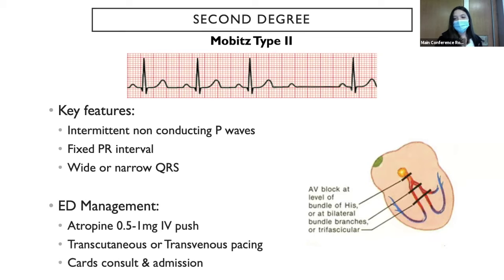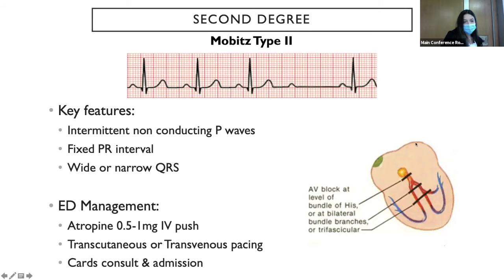So causes of this, it's usually caused by damage or dysfunction of the infranodal conducting system, and that includes anterior MI, such as infarcts, idiopathic fibrosis of the conducting system, which is known as Lev's disease. If the patient had cardiac surgery, inflammatory conditions such as rheumatic fever and Lyme disease, autoimmune conditions like lupus. You can also see it in hemochromatosis, sarcoidosis, hyperkalemia, and again, AV nodal blocking drugs.